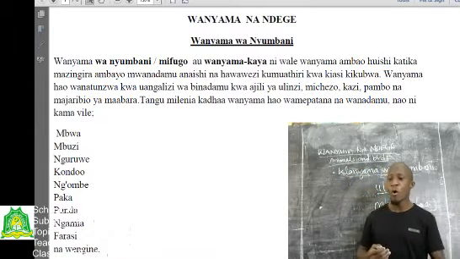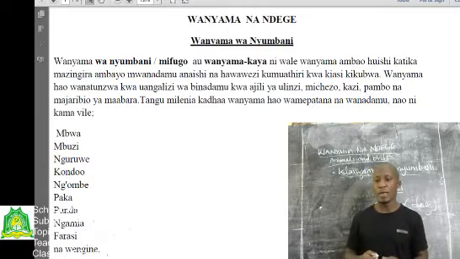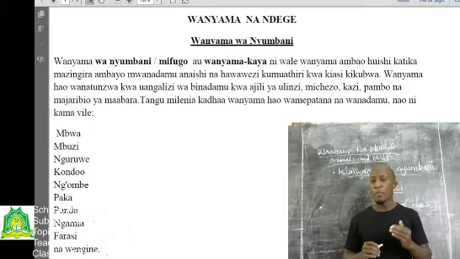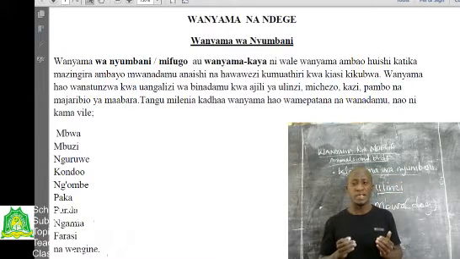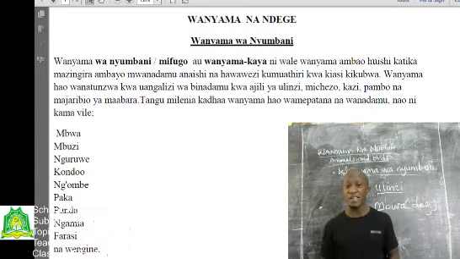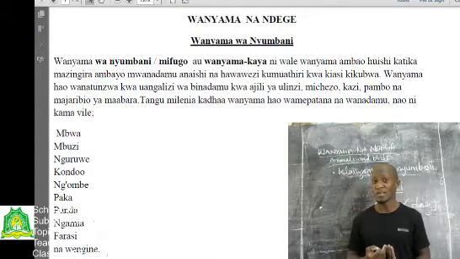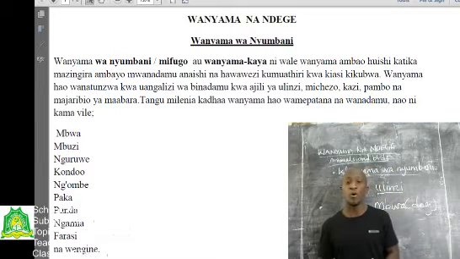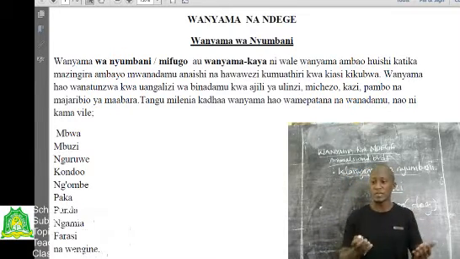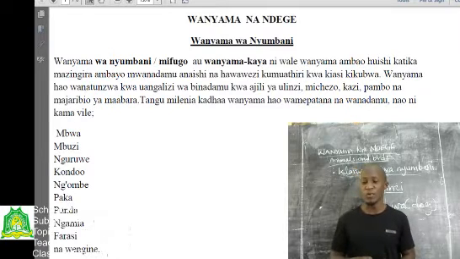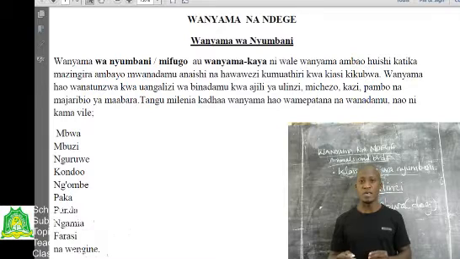Then we also have ng'ombe. We have kondo and ng'ombe. Kondo is a sheep. Ng'ombe is a cow. Paka. Paka is a cat. Now, some people did not know that a cat is also a domestic animal. Of course it is. We keep it at home. It lives amidst us, within the same environment as we do. Then we have punda. Punda is a donkey. We have ngamia. Ngamia is a camel.